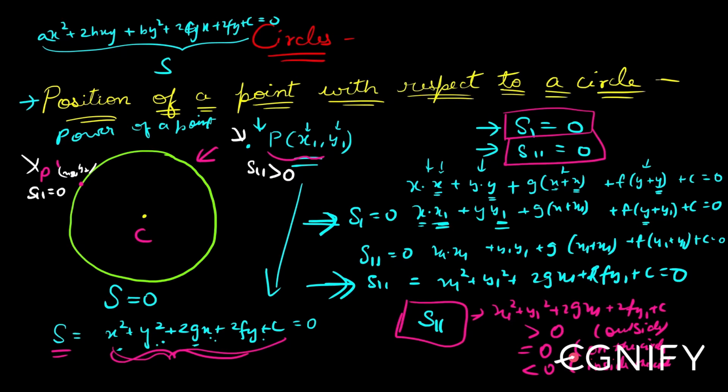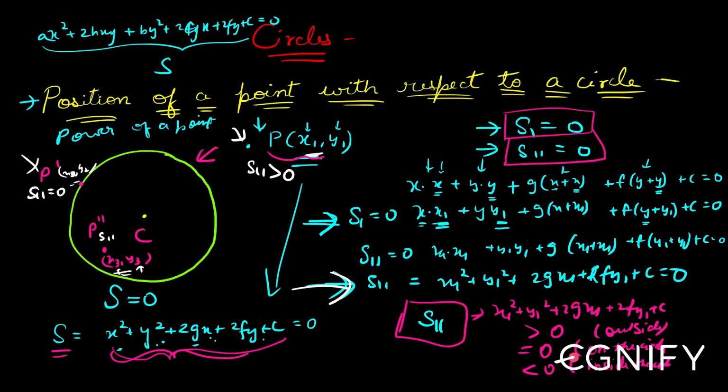And if I take a point inside, P double dash, it might have coordinates x3, y3. Now, remember, for this also I will call it S11. I don't call it S33, right? Just because I'm telling the coordinates as x3, y3, I don't call it S33. S11 means putting the point in the circle. Whether that point is x1, y1, or x2, y2, or x3, y3, it doesn't matter. It all means the same thing.